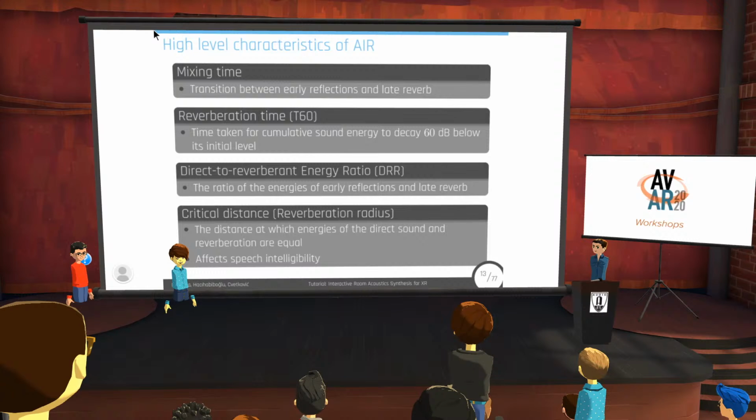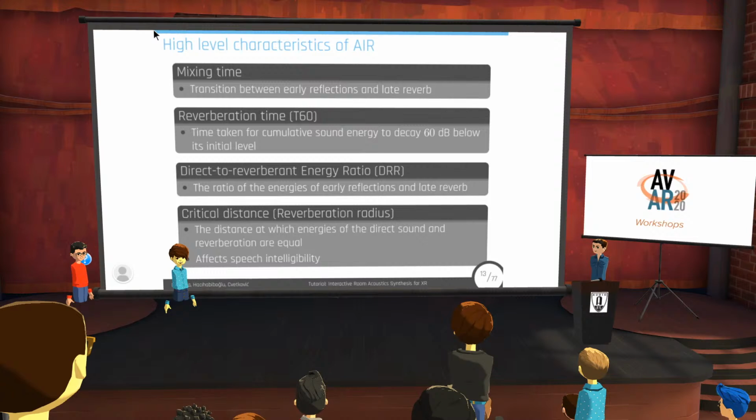What I mentioned before, the reverberation time, is the time taken for cumulative sound energy to decay 60 dB below its initial level. This is a very important parameter. You can think of it as a certain time when you stop hearing the reverberation. One can also consider the actual sound energy instead of the cumulative sound energy, but this definition is more resilient to statistical noise or statistical fluctuations.